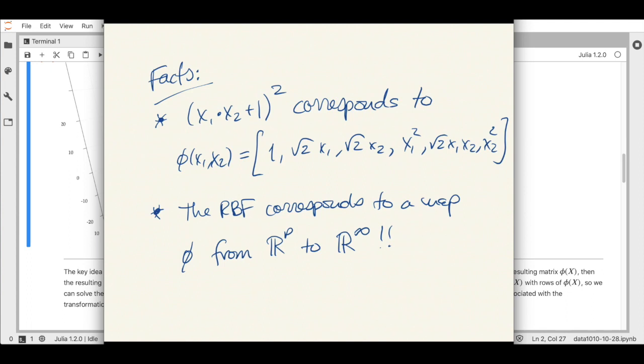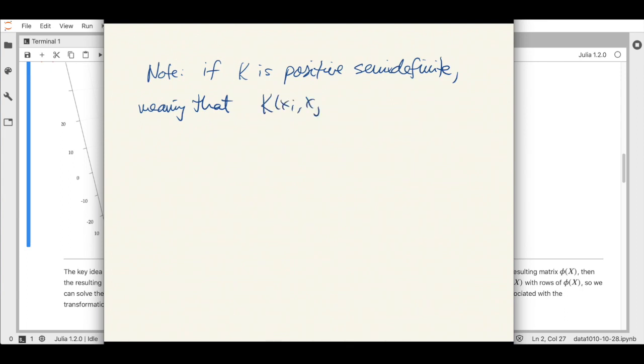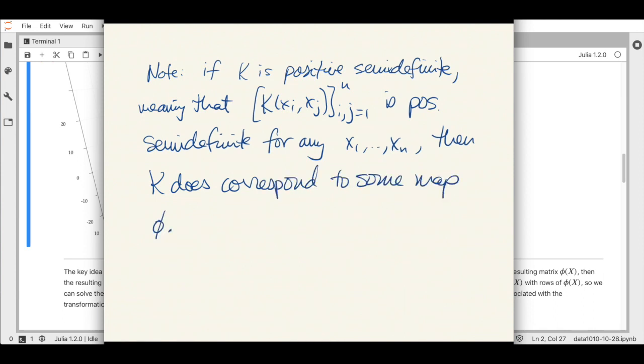Nevertheless, we are finding a surface which implicitly is what you would get if you applied this map to this infinite dimensional space and looked for a separating hyperplane there. And just as a note, the condition on k that ensures that it does correspond to a map phi is positive semi-definiteness, which means that if we take any list of vectors x1 up to xn and form the matrix that we get by applying k to pairs of them, that matrix is positive semi-definite. And it can be checked that this property holds for the polynomial kernel and the radial basis kernel.